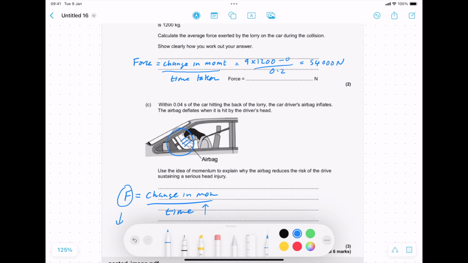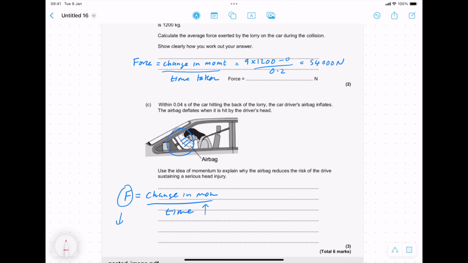So let's think about this just mathematically. The change in momentum is the same as it was before because the mass of the car and the person has not changed, and the end result is the same. It comes to a stop. So that doesn't change; that's fixed. However, the time is increased because the person's head is brought slowly to rest. So if the top bit stays the same, but the bottom, the denominator, increases, that means the force must decrease. So let's formulate that as a set of bullet points.